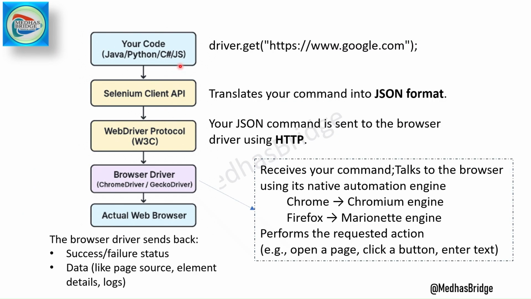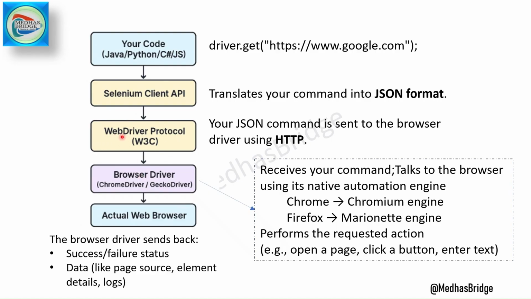Let's look at this layered architecture diagram. Basically, let's assume that you wrote a script, your code, in your language, like Java, Python, C Sharp, JavaScript. So probably the command that you see is like driver.get. So you are trying to open this web page, right? This is a kind of API. The Selenium client API takes your command, translates that into the JSON format, and sends that formatted command to the WebDriver using the WebDriver protocol, right?